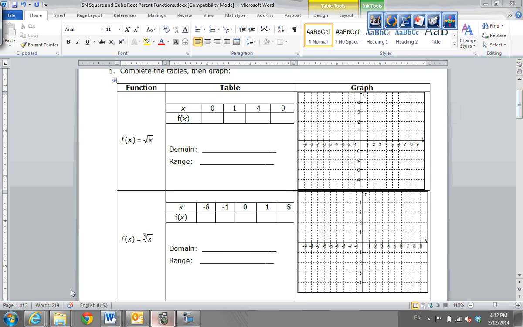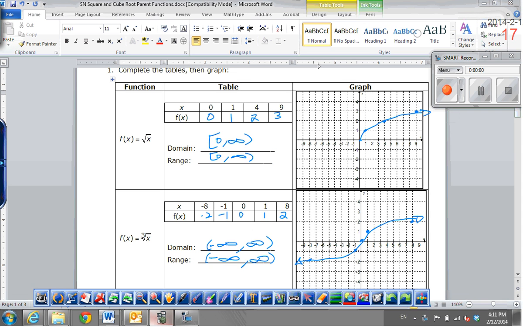All right, boys and girls, let's talk about some parent functions today. We're going to be dealing with the square root and the cube root parent functions. What I have drawn right here, that's both of them. So here, the square root function, that's what it looks like.